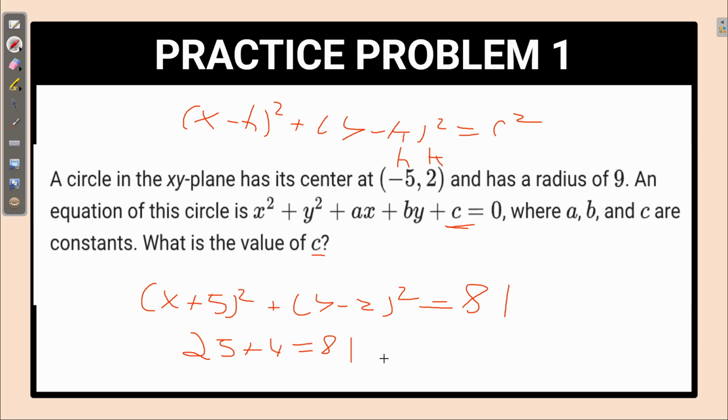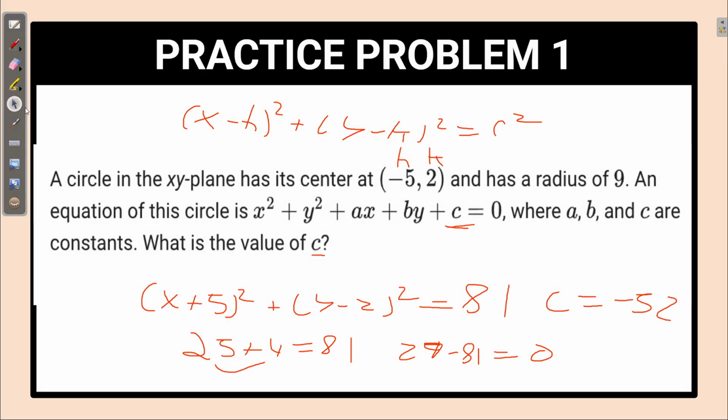Now, how do we get this equal to 0? Well, first let's add these up. We get 29. And then to get it equal to 0, you have to subtract 81 from both sides. So what is the value of c then? Well, 29 minus 81 equals, let's see, negative 52. So c equals negative 52.